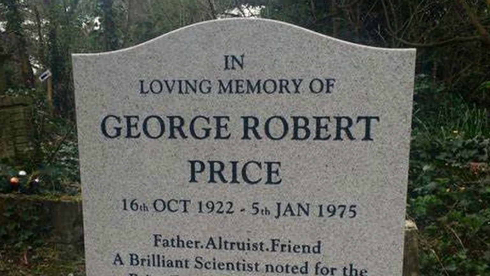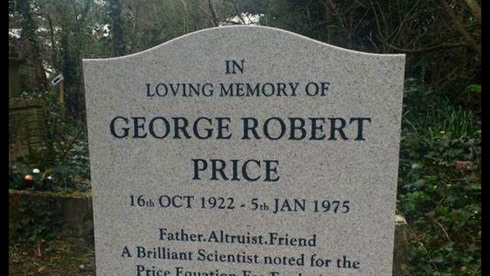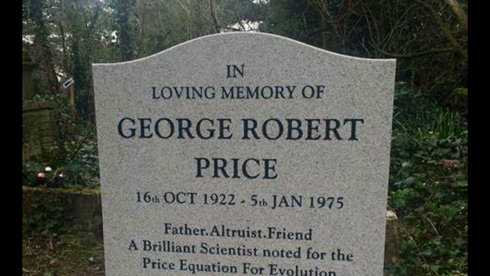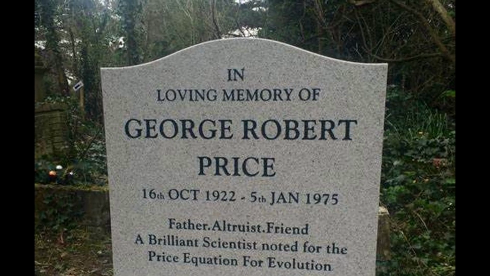What were these two great evolutionary thinkers doing at the graveside of this obscure man among all these random homeless people that had also gathered in mourning? In 2016, George's daughters finally had a headstone added to the plot that will provide us with some hints. It reads, George Robert Price, 16th of October, 1922 to the 5th of January, 1975. Father, altruist, friend. Brilliant scientist noted for the Price equation for evolution.